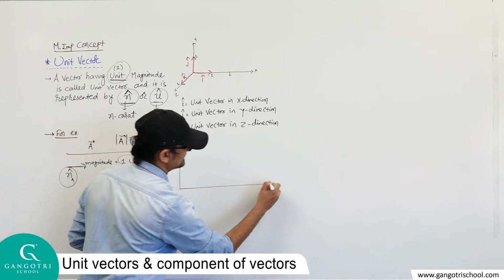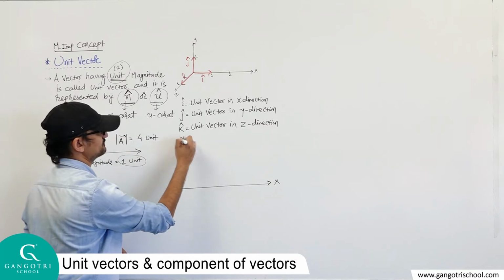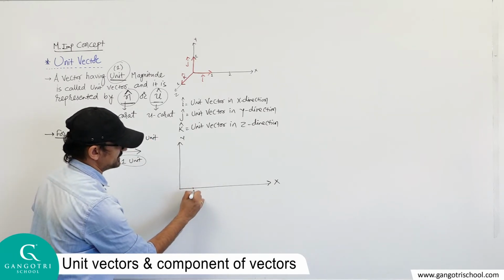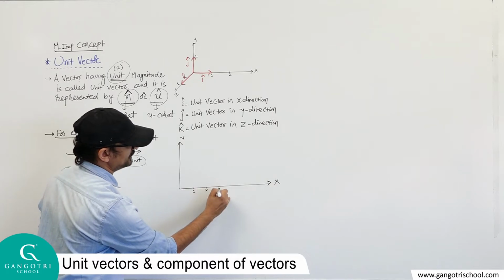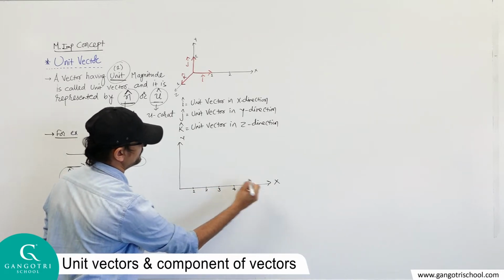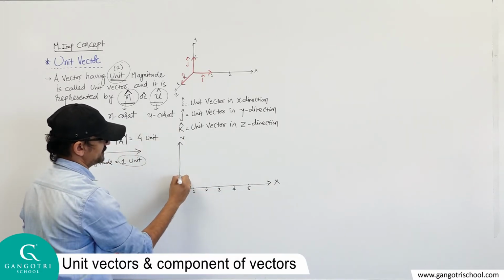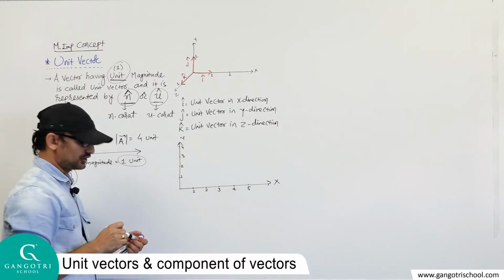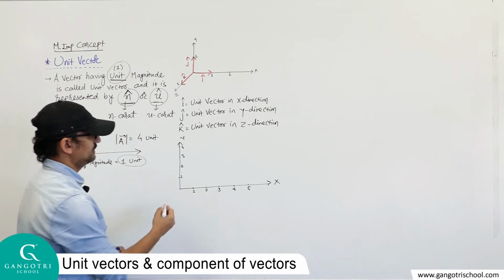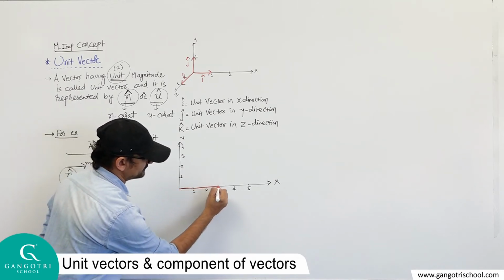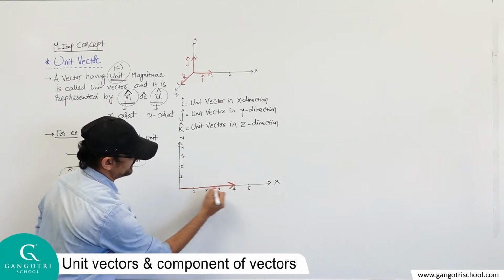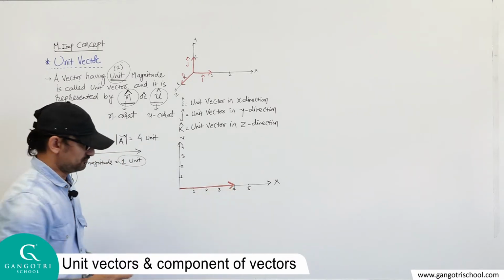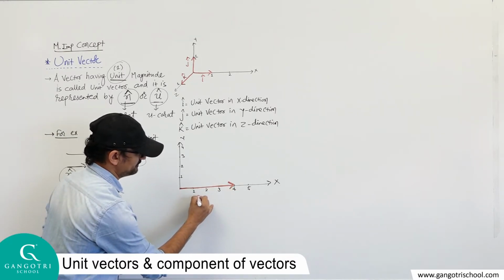Again, I'll consider the x-axis and y-axis. Consider this is the origin. Now, I'll write a few coordinates: 1, 2, 3, 4, 5. On the y-axis also, I'll write a few coordinates: 1, 2, 3, 4. Now I'll draw one vector. Look at this red color vector. Let's give it a name. Suppose this is vector A.